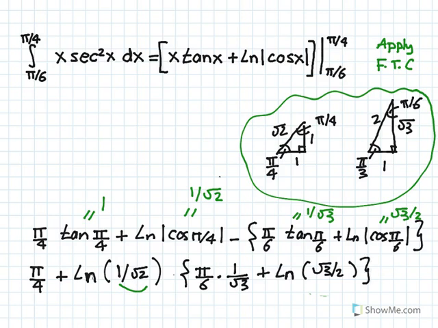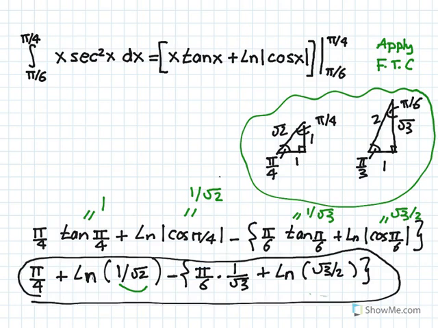And we have a minus in here, pi over 4 plus log of 1 over root 2. And let's put the minus here, and that's the answer. That's the answer for the definite integral.